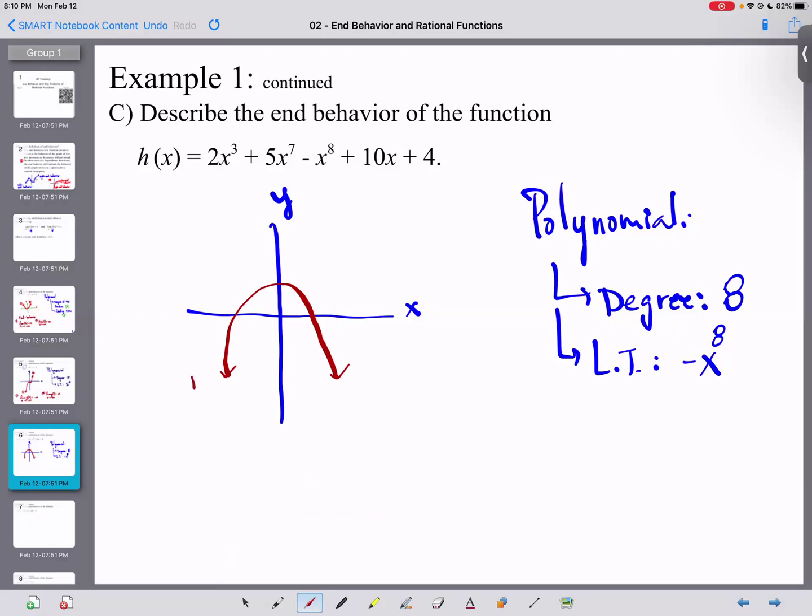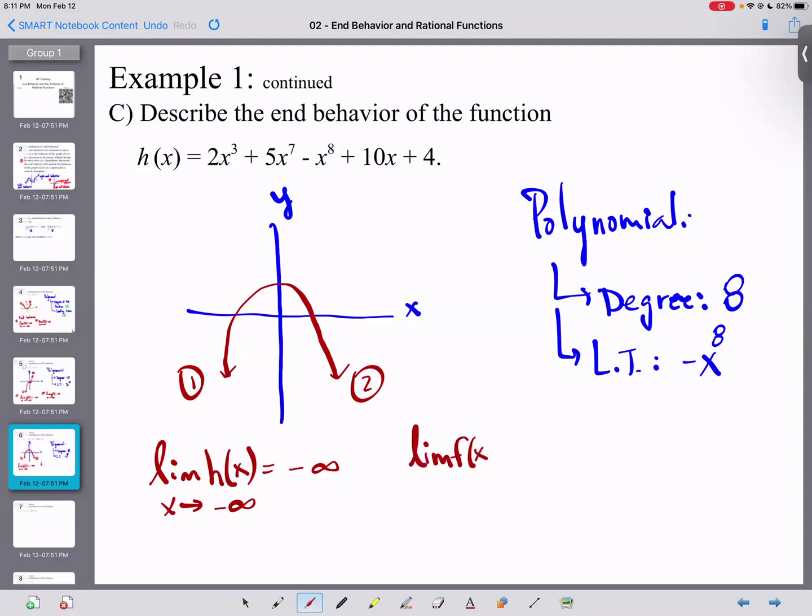So now I can describe my two end behaviors. So the left end behavior, you'd write LIM h of x equals, and since it goes down as it goes to the left, we'd say -infinity as x approaches -infinity. That means as we go left, the graph goes downward. And then the right end behavior would look like this. LIM h of x equals, as we go to the right, this graph also goes down. And so that would be our end behavior there. That's how you would describe the end behavior.